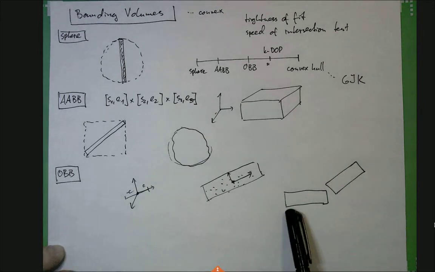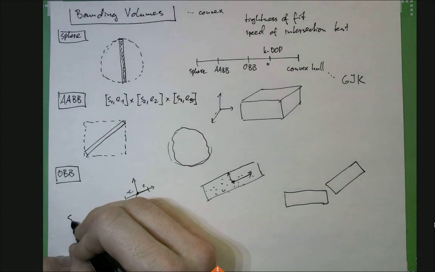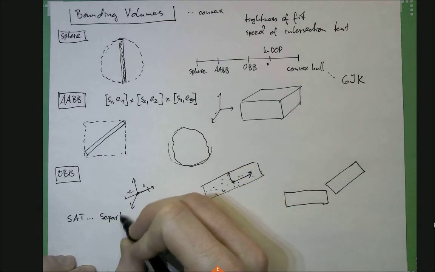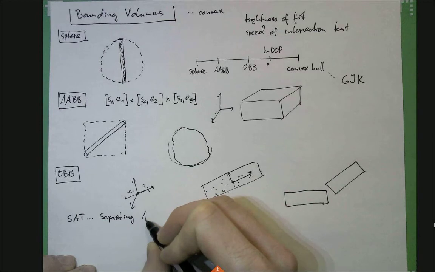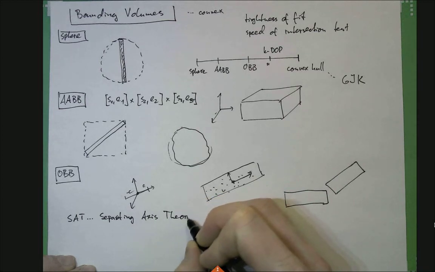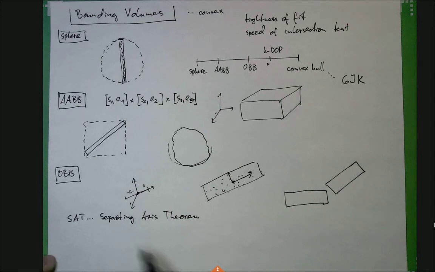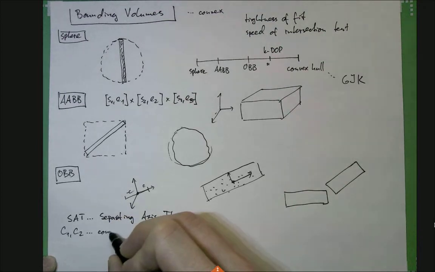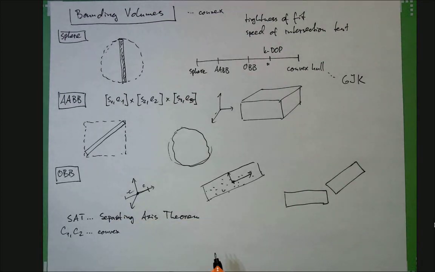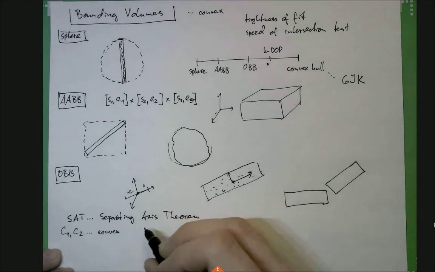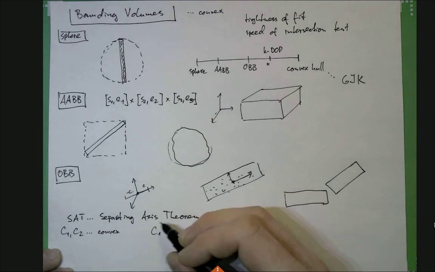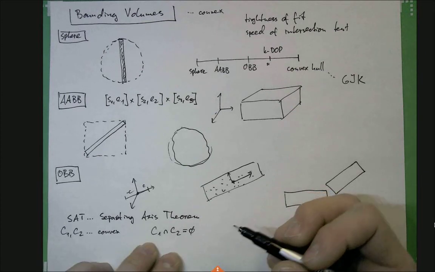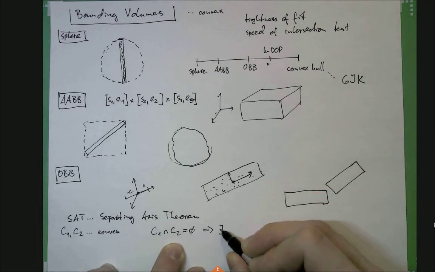So the result I am referring to is known as SAT, which stands for separating axis theorem. There are lots of acronyms. What the separating axis theorem says is that if I have convex sets C1 and C2, which can be in arbitrary dimension, but here we only care about dimension 3, then if C1 intersection with C2 is empty, so if C1 is not intersecting C2, then there exists a separating plane.